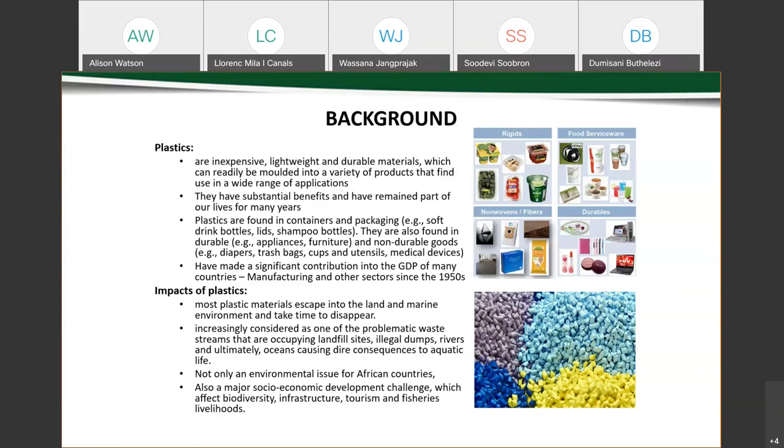But then we also need to accept, colleagues, that most plastic materials escape into the land and marine environment. And unfortunately, especially the fossil fuel-based plastics take time to disappear in the environment. Plastic is increasingly considered one of the problematic waste streams occupying landfill sites, illegal dumps, and rivers. And in Africa, it's not only an environmental issue, according to Jambek. It's also affecting local fisheries, biodiversity, and infrastructure, such as river systems and pipe systems. Next slide.